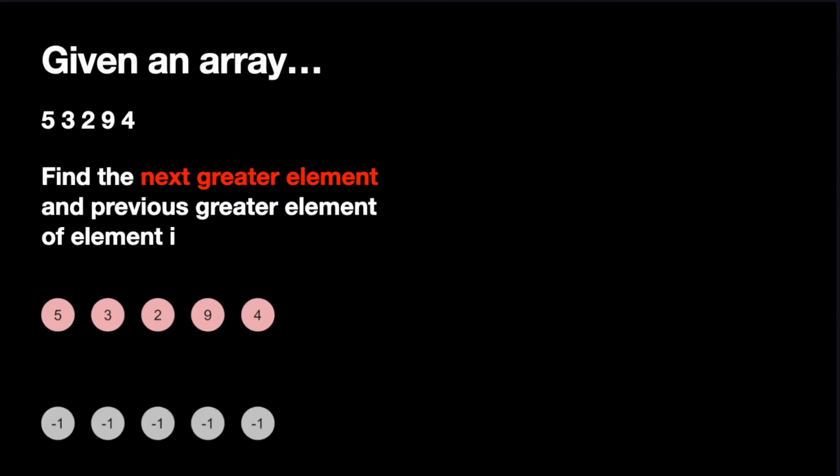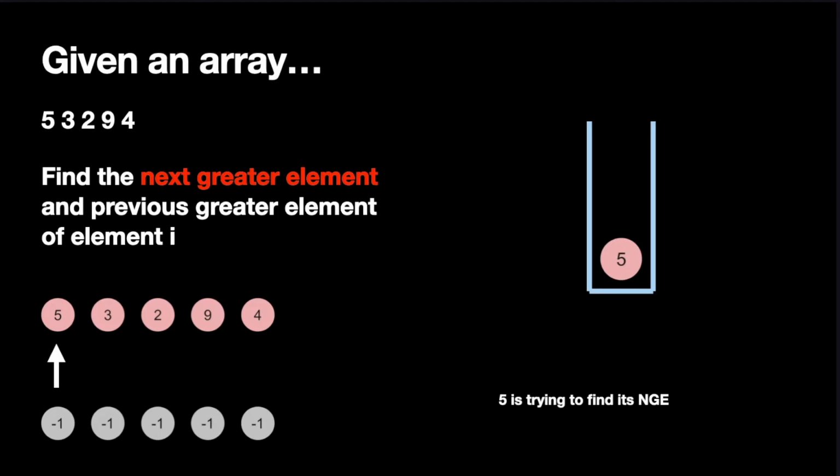Let's try an example to find the next greater element for each number in the array. We will initialize our result array to -1, where -1 means we did not find the next greater element. We initialize our stack with the first element of the array. The idea is to find if we have found the next greater element for the top of the stack. In this case, 5 is the top of the stack. We can say that 5 is trying to find its next greater element.